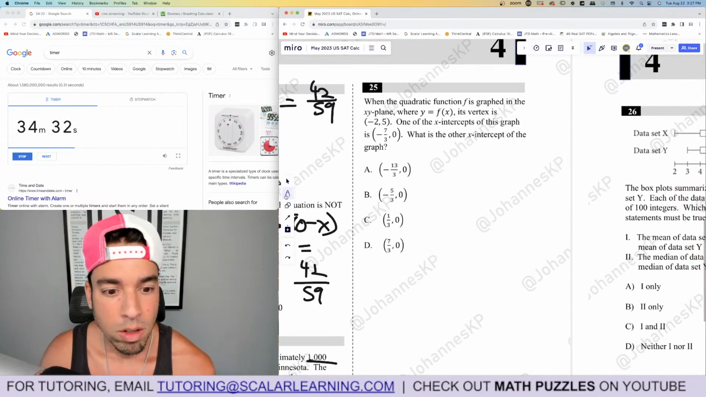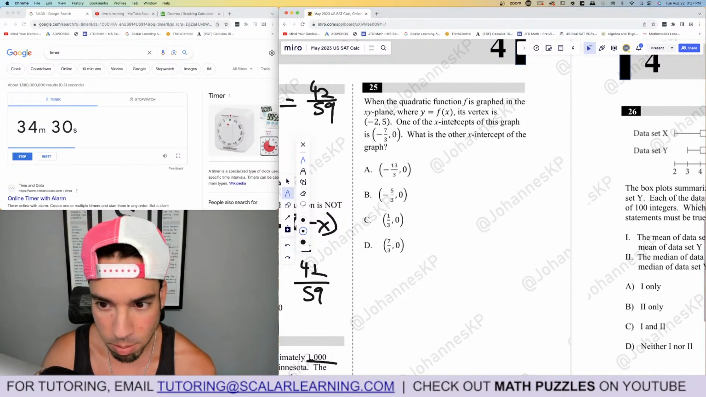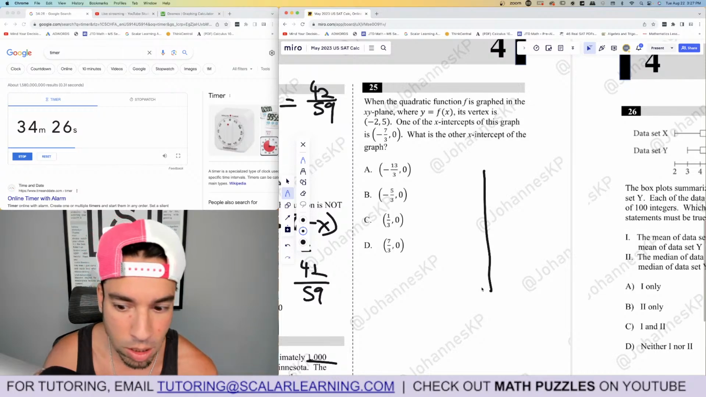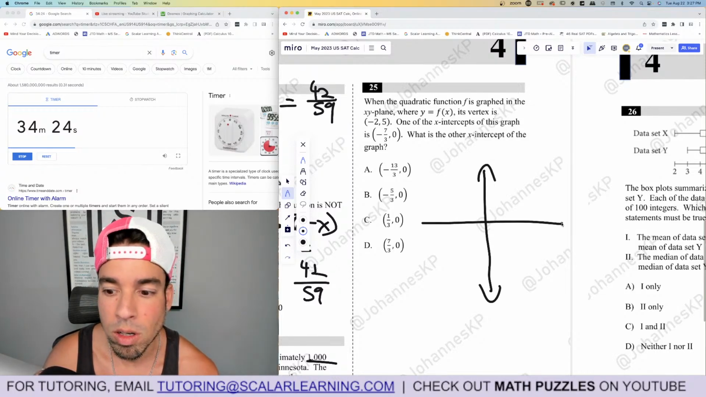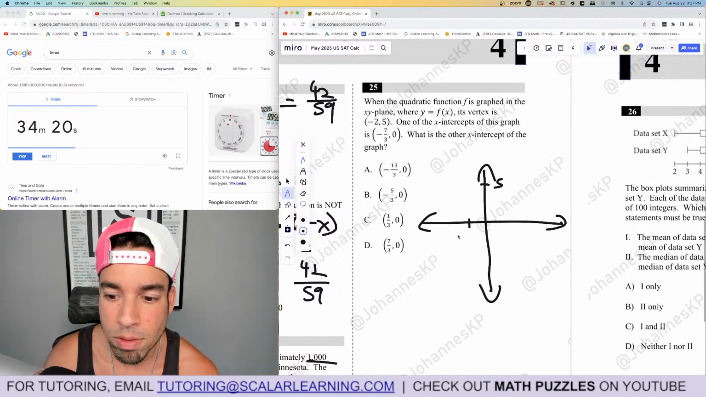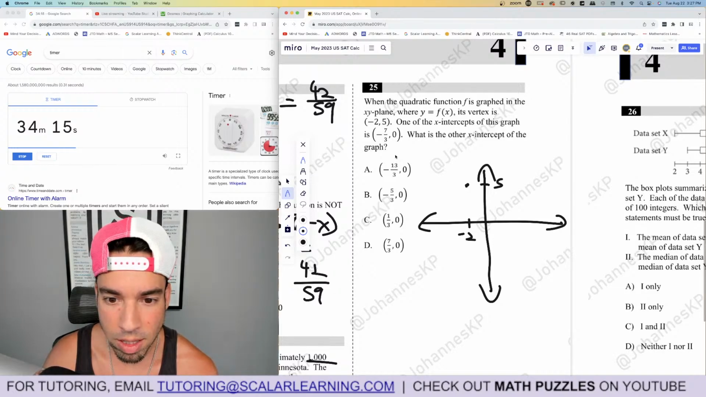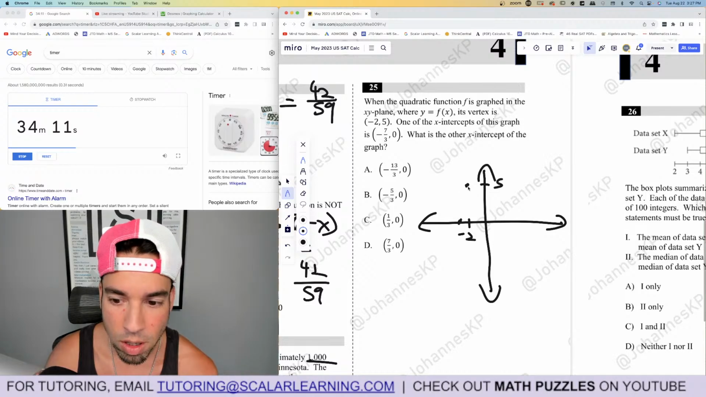25. The quadratic function f is graphed in the xy-plane, blah, blah, blah. Its vertex is negative 2, 5. One of the x-intercepts of the graph is negative 7/3. Okay, let me just get a rough idea here. So we got negative 2 and 5. Don't have to graph it, but it's nice sometimes. And then negative 7/3 is right here because it's negative 2 and 1/3. So we're coming down this way.